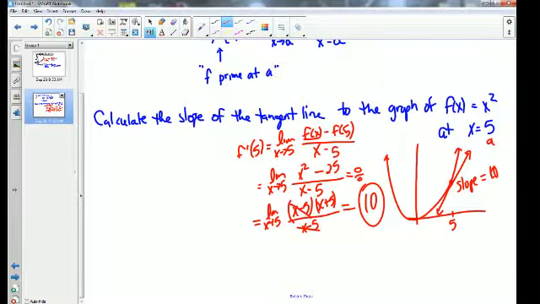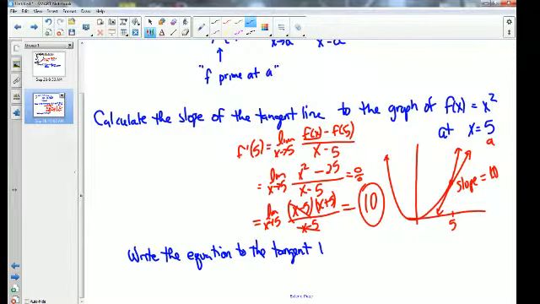Okay, here's the extension of this. Write the equation to the tangent line. Not yet. You can, actually. This is why we got really good at this last year.